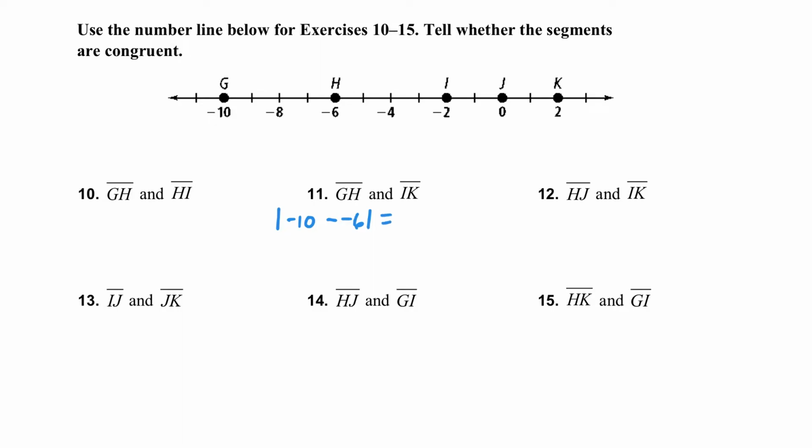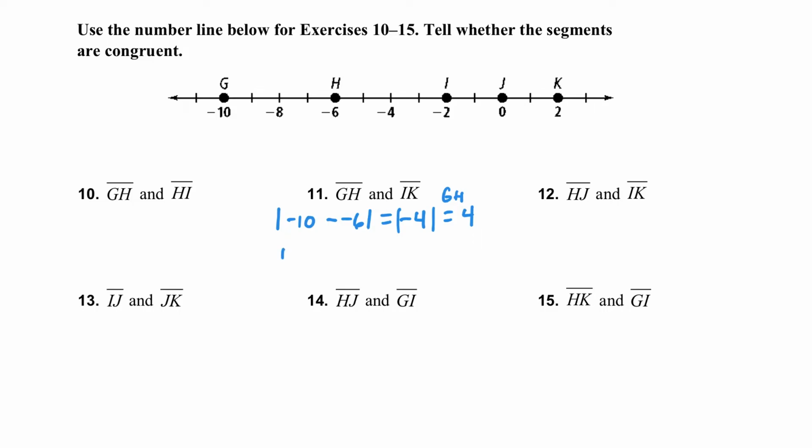So -10, a minus and a negative become positive. -10 plus 6 gives you -4. But remember, we're talking about absolute value. We're talking about the distance from 0. So the distance is 4. So this is G to H.